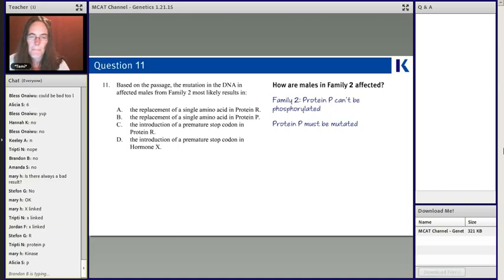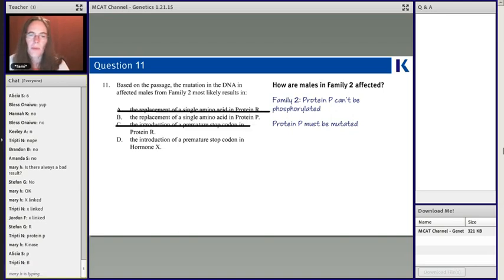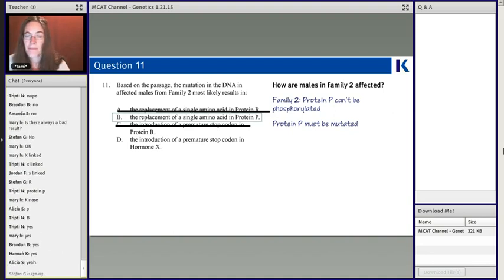Which one tells me about that? Well, first of all, it has nothing to do with protein R. So I look at my answer choices. A is out since it says protein R. C is out since it says protein R. And then I look at B or D. B says the replacement of a single amino acid in protein P. Could that cause a problem? Sure it can. Do I look at D? No.